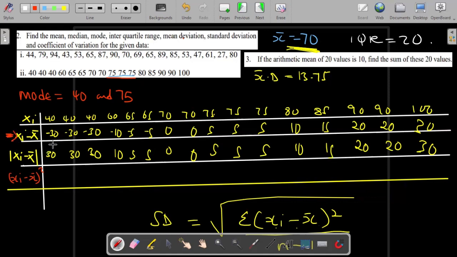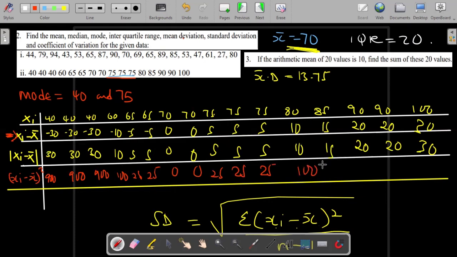So what is it? 30 minus 30 squared. That will give me 900. So I'm going to put 900 there. Even there to be 900. Even here it will be 900. And then there to be minus 10 squared, which is 100. 5 squared to be 25. Here to be 25. There to be 0, 0. Here to be 25, 25, 25. Okay.